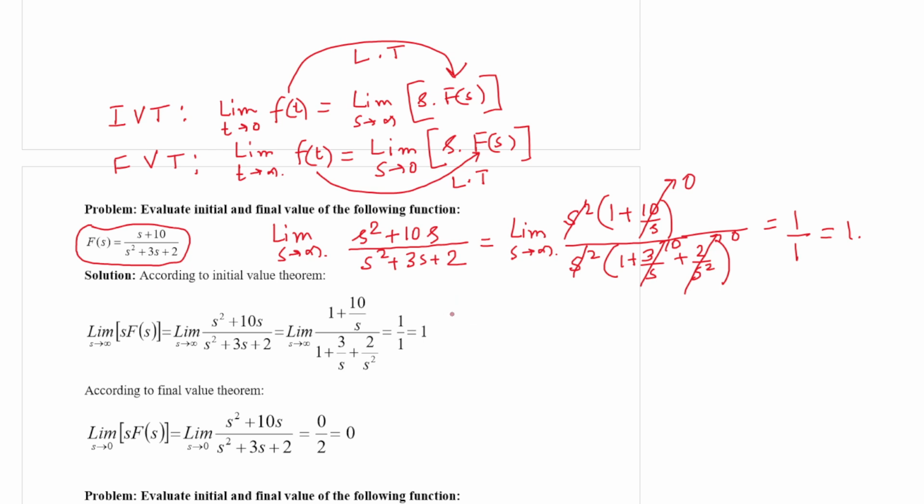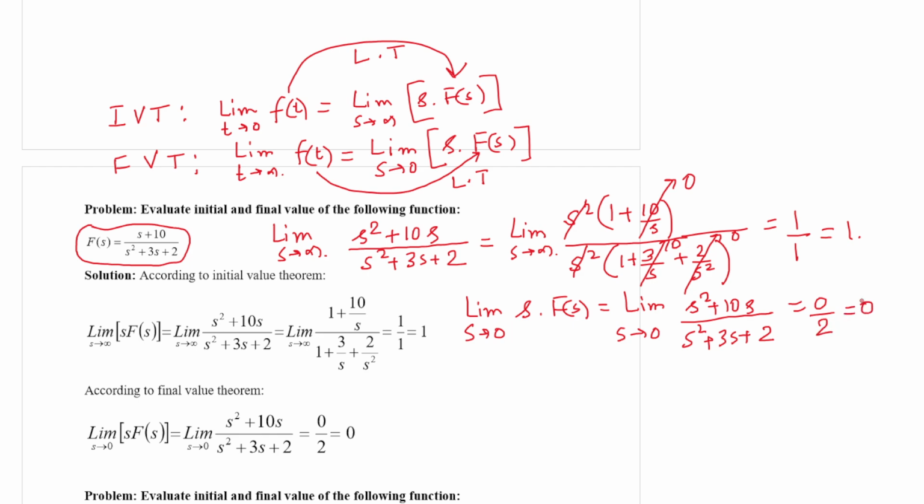Now what will be the final value? We put the formula limit s tends to 0 s into F(s). In the numerator we have s square plus 10s, in the denominator we have s square plus 3s plus 2. If you substitute s equal to 0, in the numerator we have 0, in the denominator we have 2, so it will be 0 by 2, which is equal to 0.